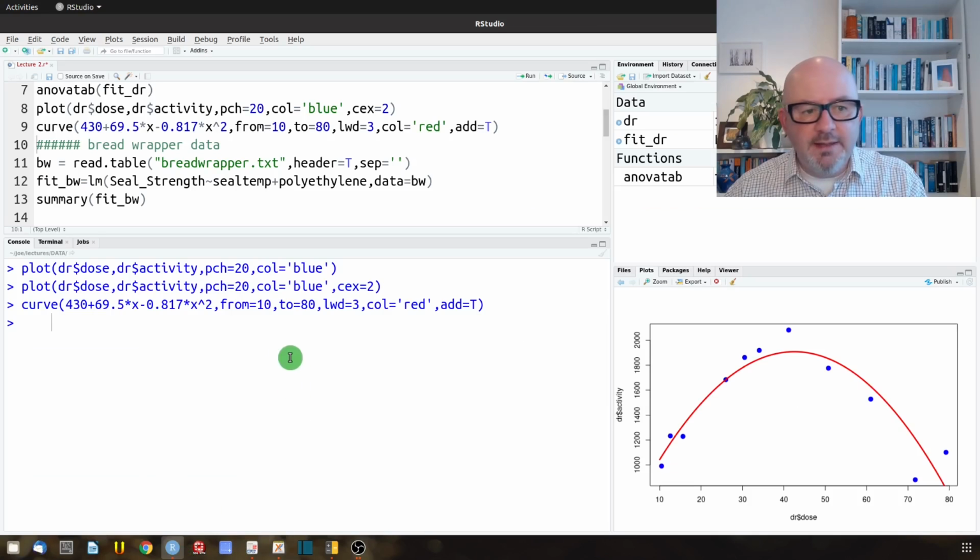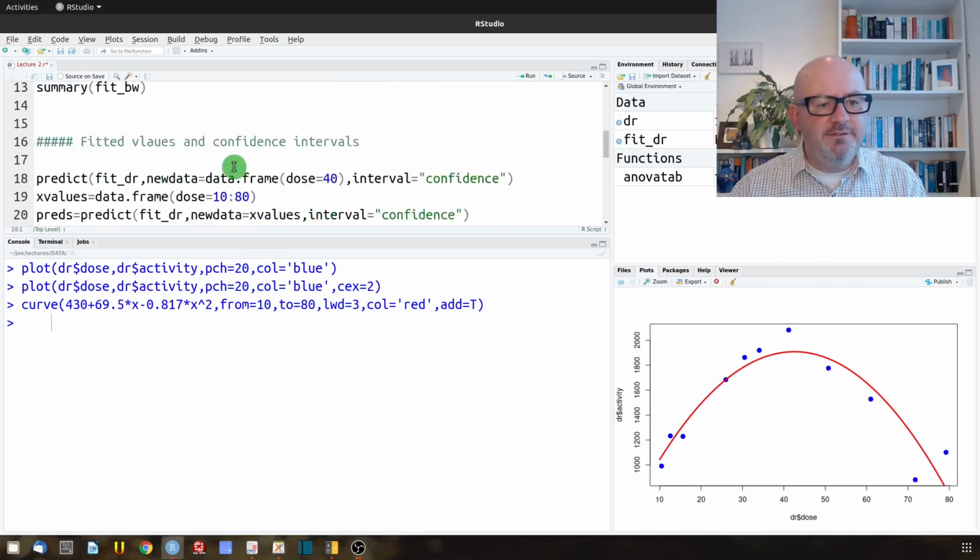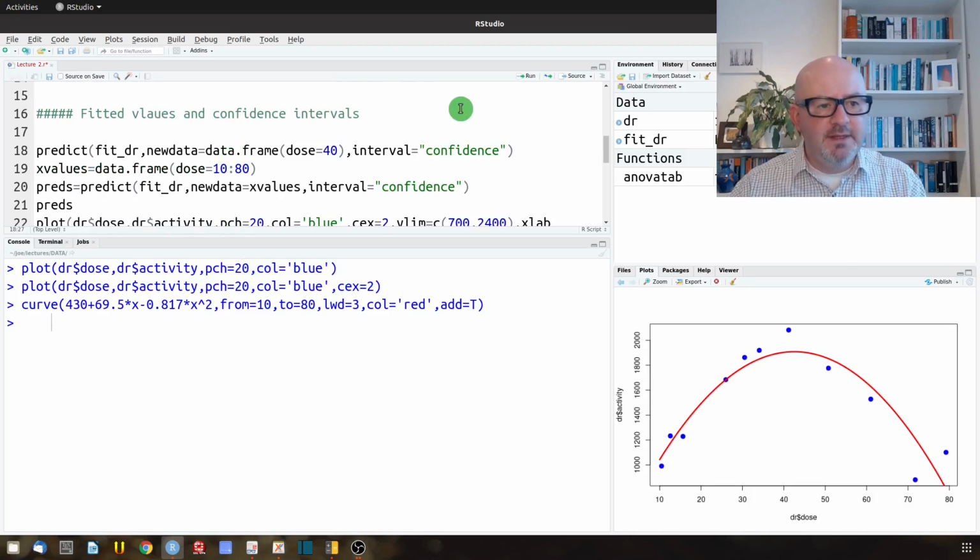Let's go to the software and get it to do the hard work for us. And in fact, I have it done down here. So we can use a nice function called the predict function to do all this work for us. And that's what I'm doing in this line here in line 18. So I have predict, and predict from what fitted model? Well, it's fit underscore dr, the dose response model. And then you say, well, what values do you want to use for x in this prediction? So this is called the newdata argument. newdata is equal to, and what I do is I give the dose value in a data frame. So I say data frame dose is equal to 40. So I say use a dose of 40.